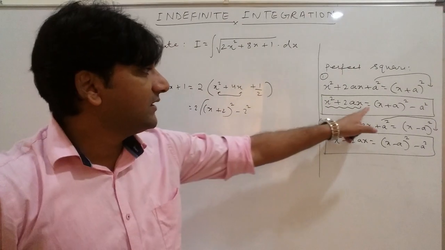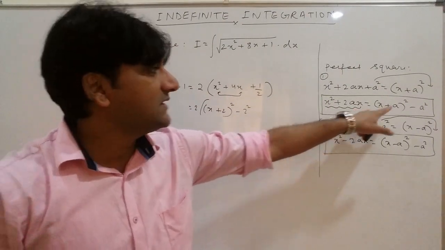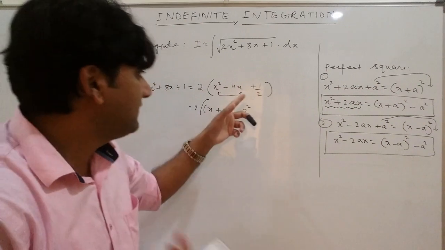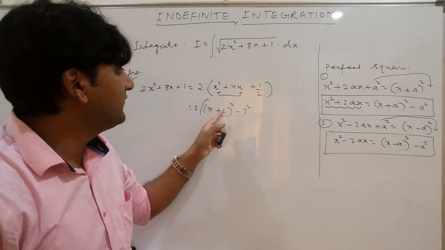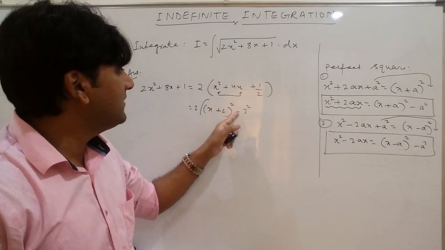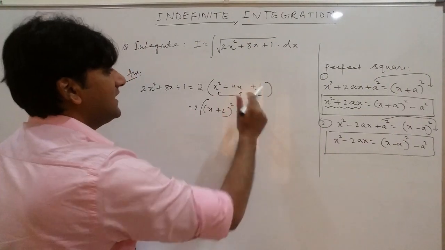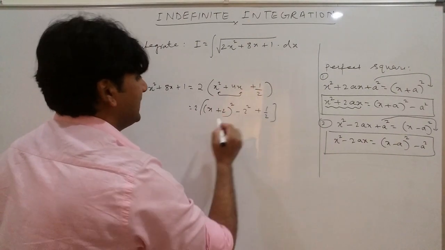Try to understand. X coefficient is 2a, that's why it became a. Half. X coefficient is 4, half would be 2. So x plus 2 whole square minus 2 square. And what is that? This is plus half. So half would be there.